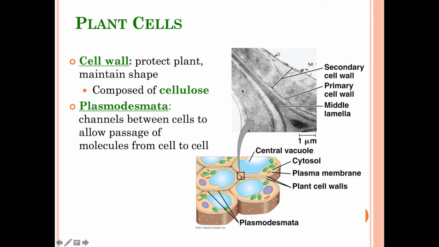Now, the cell wall is composed of a type of carbohydrate called cellulose. As we've talked about before, we are unable to digest cellulose, but it's important to eat plant material in your diet to get that fiber that comes from plants.